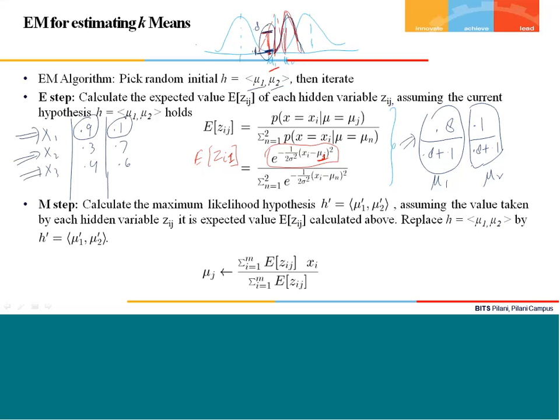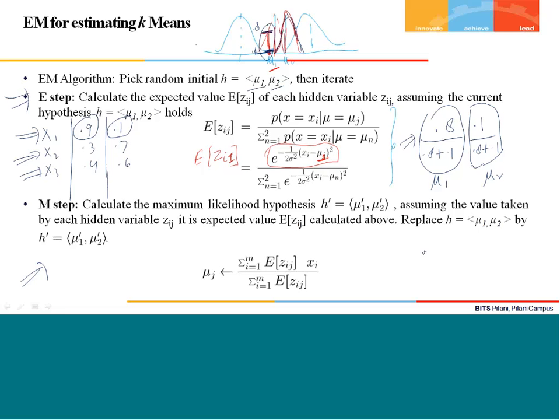Now, what is the output of this E step? The output of this E step is that for every observed variable, I have some expected value of the unobserved variables. Now in the M step, I want to maximize this probability. You can understand this step like this.